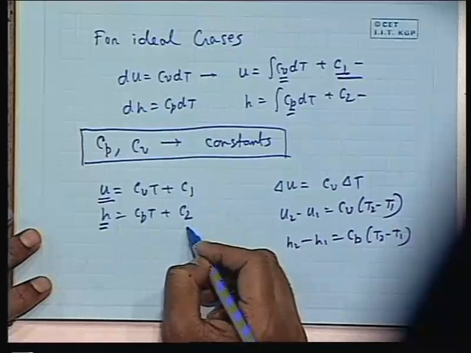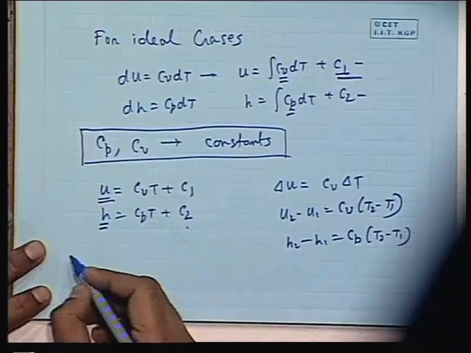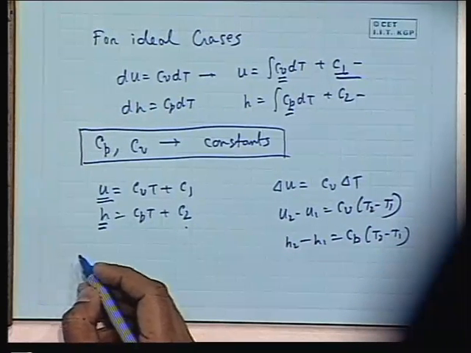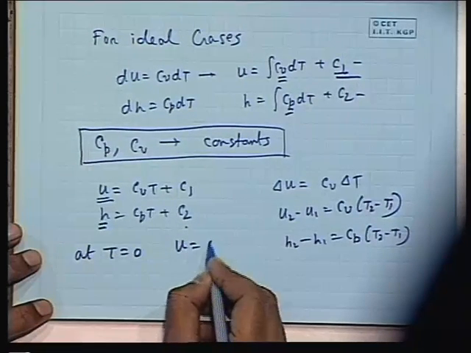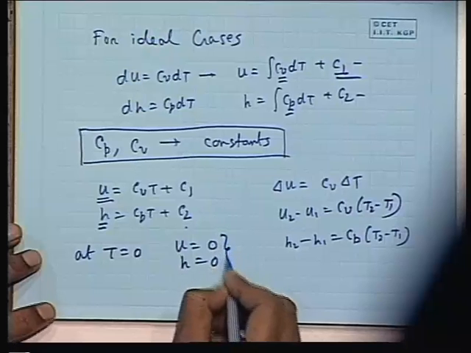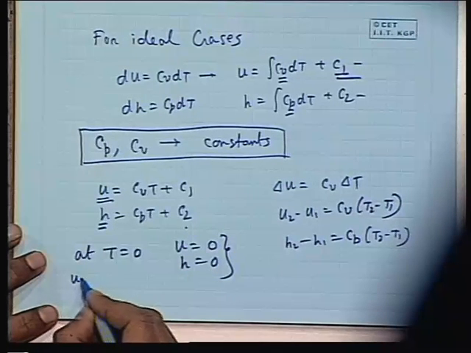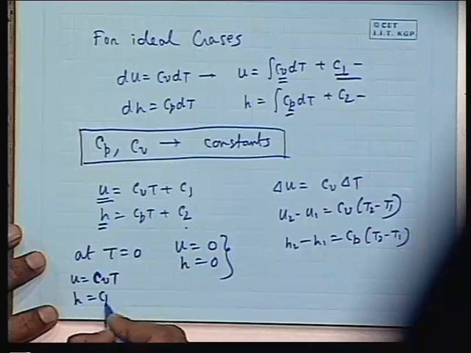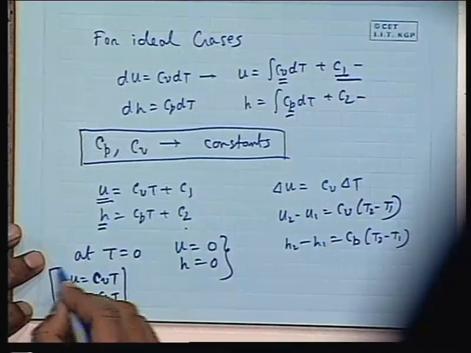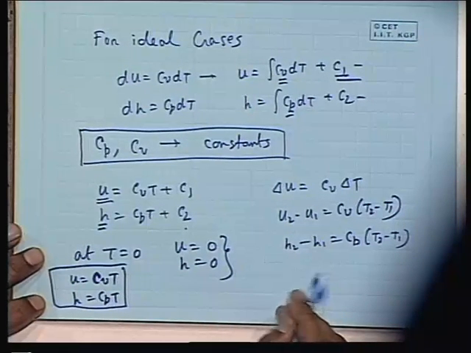But if I want to ascribe a specific internal energy and a specific enthalpy at a particular state point, I have to know these C1 and C2. These constants are fixed by a convention for all ideal gases: at T equal to 0, both U is equal to 0 and H is equal to 0. So that one can write U is equal to small Cv T and H is equal to small Cp T. So, these equations are valid. Clear?